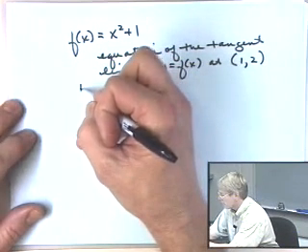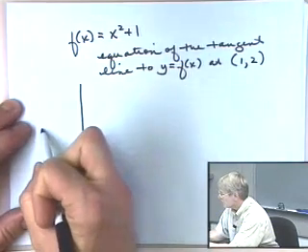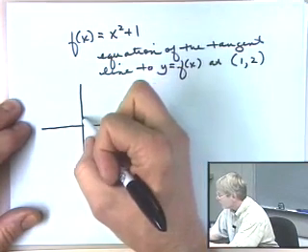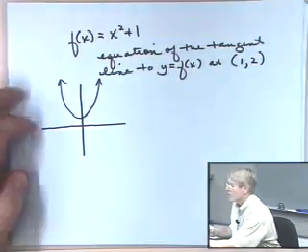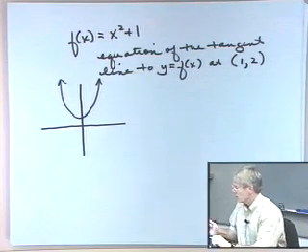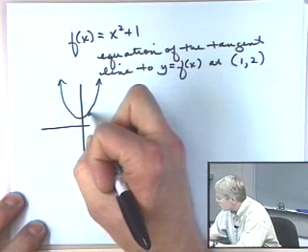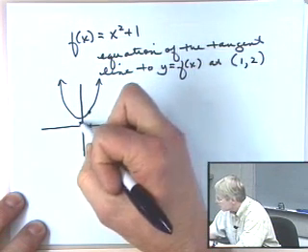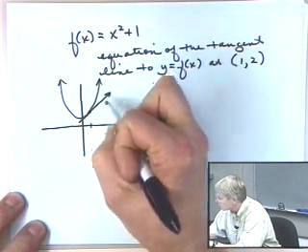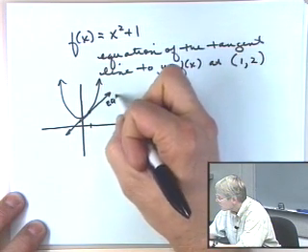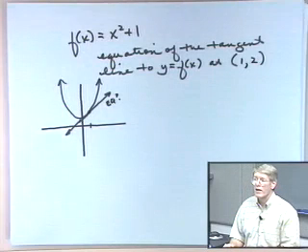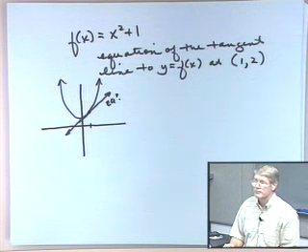So a picture, not that you need a picture. So there's our function, x squared plus 1. We're going to come out here to x equals 1. And we want to know the equation of that line that's tangent to the curve.